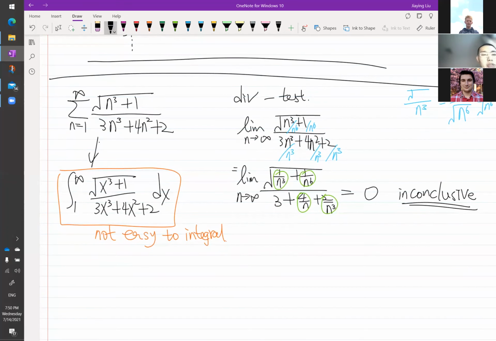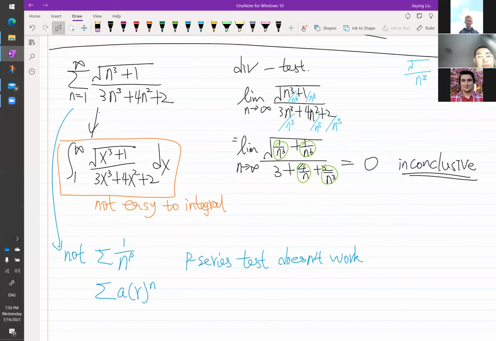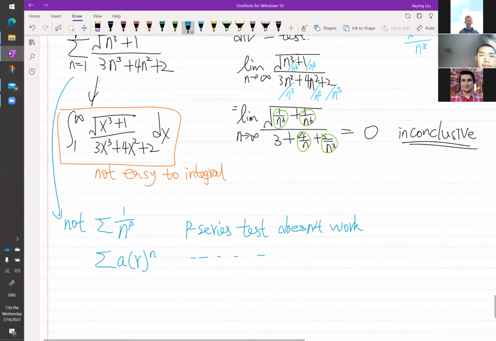The p-series test we cannot use. This is not in the form of 1 over n to the p, and it's not easy to write in that form. So the p-series test also doesn't work. And it's definitely not a geometric series, and it's also not in the form of a times r to the n. So those don't work. So what do we have left? Just the comparison tests, right?